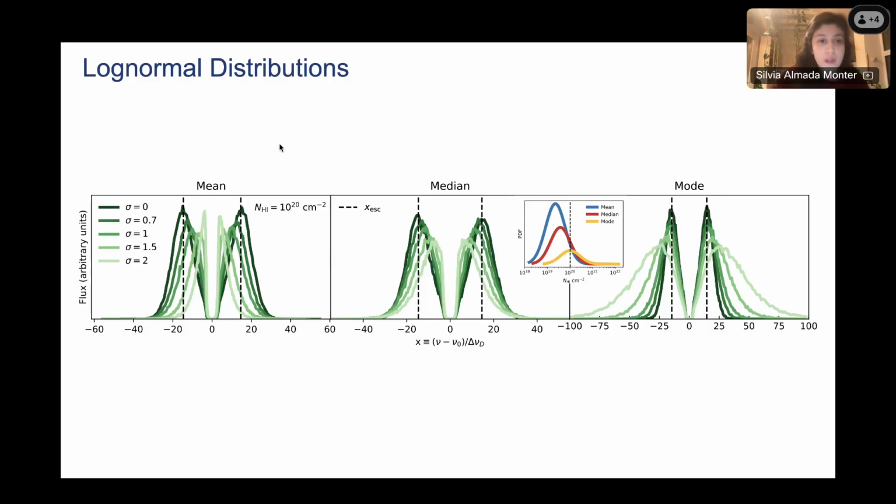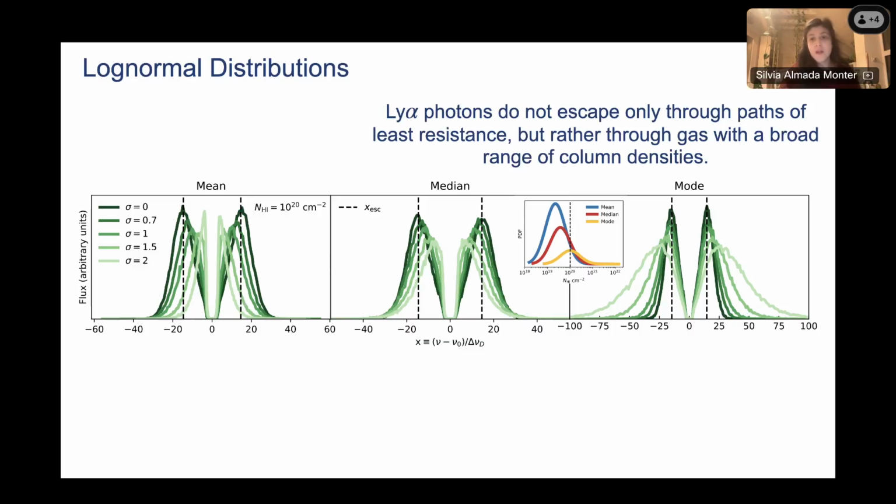But also something that we did is we tested for log-normal distributions. We put just a log-normal distribution as it would be with turbulent media. And Lyman-α photons, again, do not escape only through the paths of least resistance. So we would have column densities that are low, and if we were thinking that 10 to the 22 or 10 to the 21 is the wall for the photons, then we would expect most of the photons to go through the 10 to the 18. So we would expect the peak separations to trace and probe 10 to the 18. But this is actually not the case.